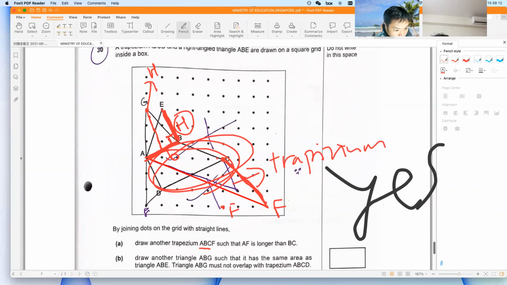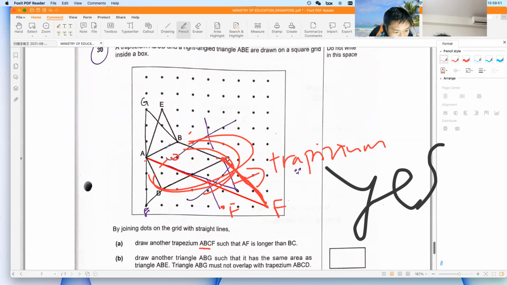Okay. So if you choose this point, let's say you choose this point, then it's the same thing. Let me draw another triangle. Okay, cannot. Then how? So that means you need to choose another point. Okay, you choose another point. Let me see. Oh, okay.